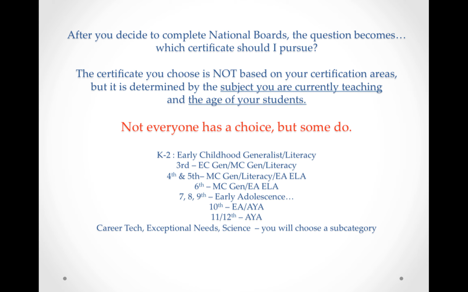So again, you choose the area. You have to be working with your students, and the state of Mississippi will pay you as long as you continue to work with those students. For example, you may be a 2nd grade teacher and move up to 6th grade. You will still get your pay because you are working with students.